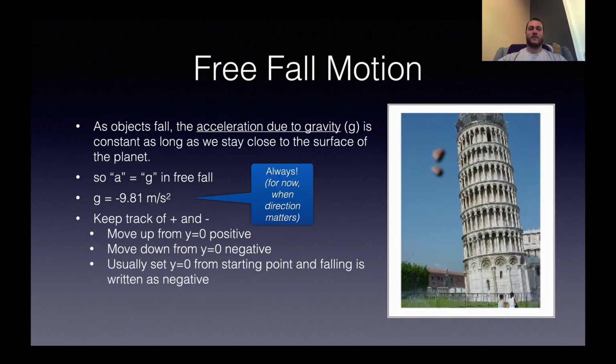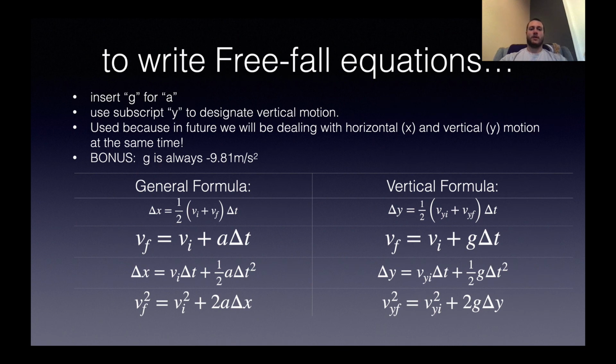Again, I'll go back to the previous slide. As objects fall, the acceleration due to gravity, g, is constant. So here, same deal, right? g is the acceleration due to gravity. We know that value, it's negative 9.81 meters per second squared, which is then really nice when we start solving through with any formulas because we automatically know one of the variables.